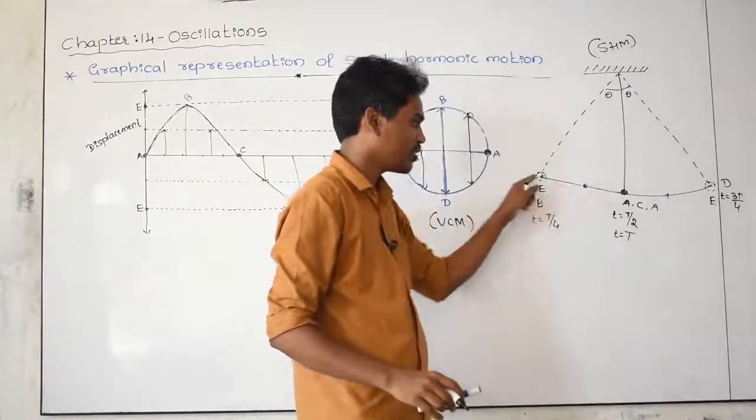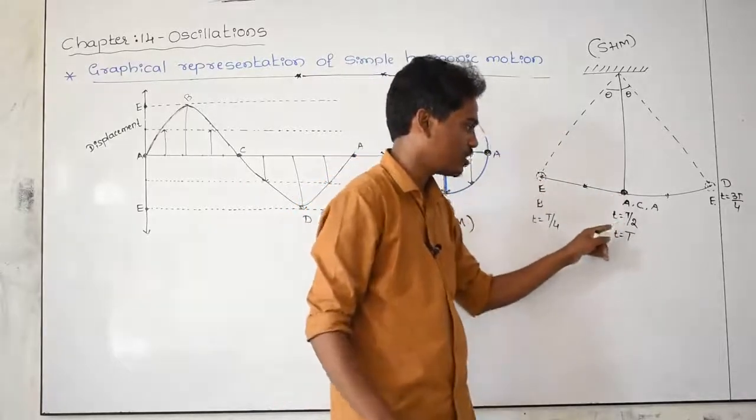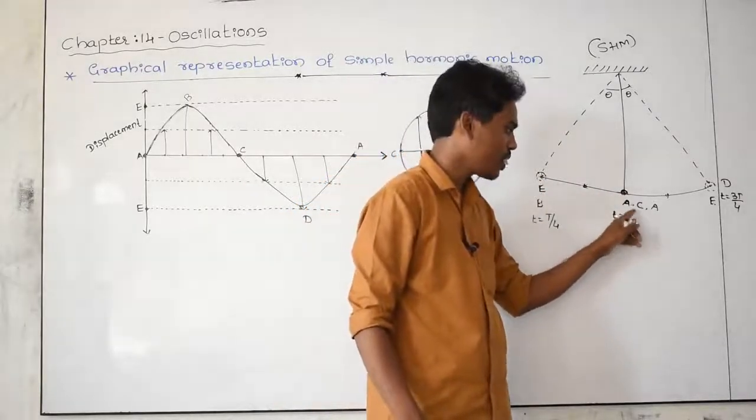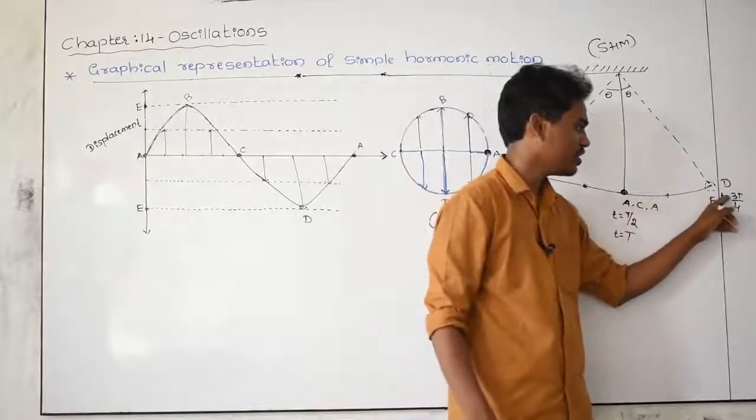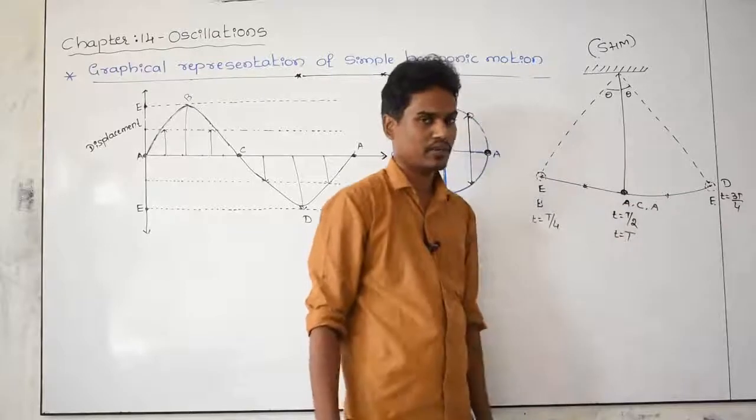Body from here to here, T by 4 time taken. Again here to here, how much is it total taking? T by 2. Again it is moving from here to here, 3T by 4. Again it is moving from here to here, that is capital T.